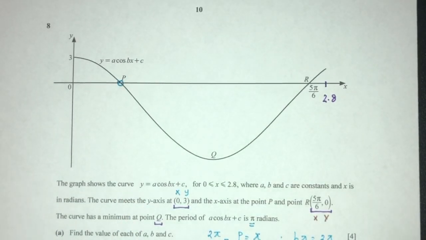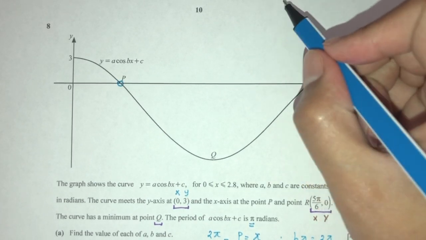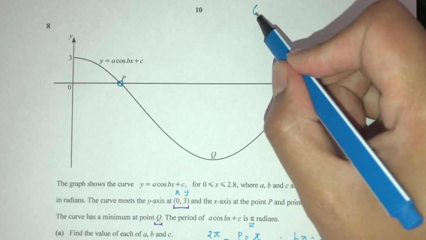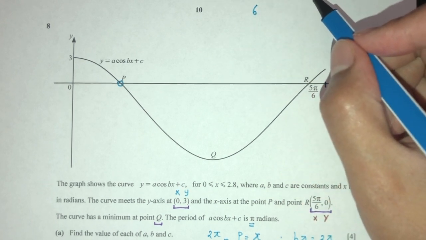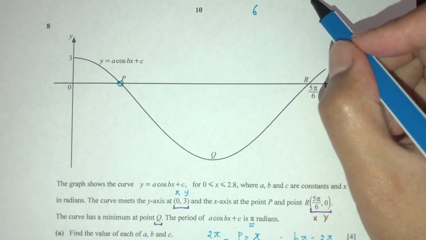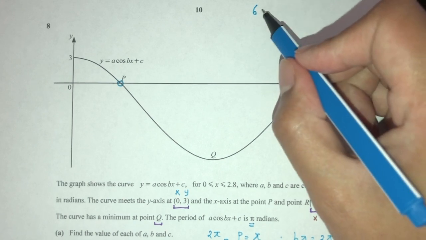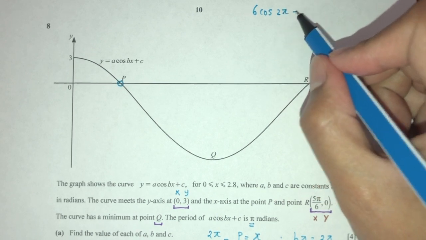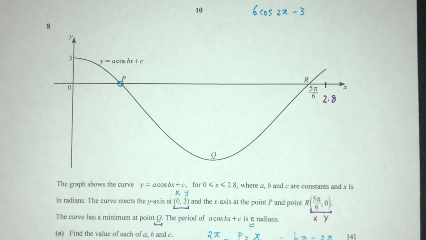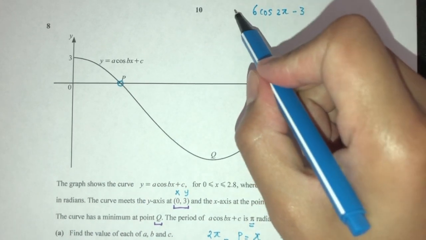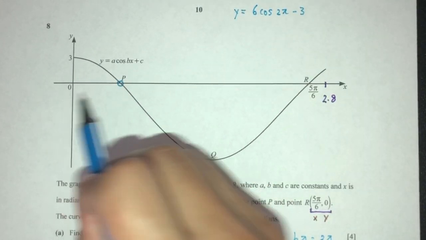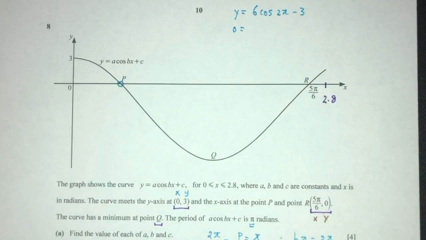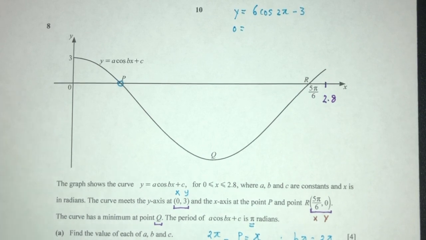So let's see. Now we have the equation as, where is it? We have A, which is the value of 6, and we have cos 2x, and C is minus 3. Okay, that will be my equation for y. Now on the x-axis, the value of y is 0. Oh yeah, we can also solve, by the way, just to find this value. It is up to you, right?